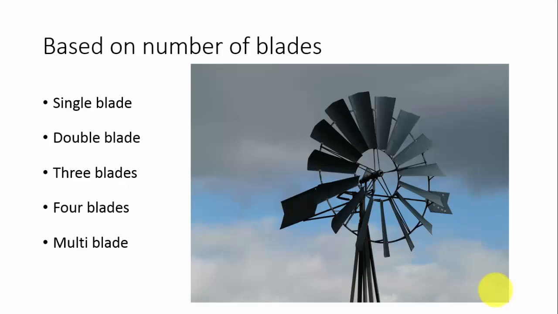Then based on number of blades, we can see turbines with single blade, turbines with double blades, 3 blades, 4 blades and multi blades. In a previous video, we have seen that increasing the number of blades will improve the efficiency of the turbine, but not that much. If we increase the single blade to double blade, the increment in efficiency is considerable. Similarly, if you increase the blades from 2 to 3, that is also giving a considerable increase in output. Whereas if you increase the blades from 3 to 4, the incremental power is relatively less.